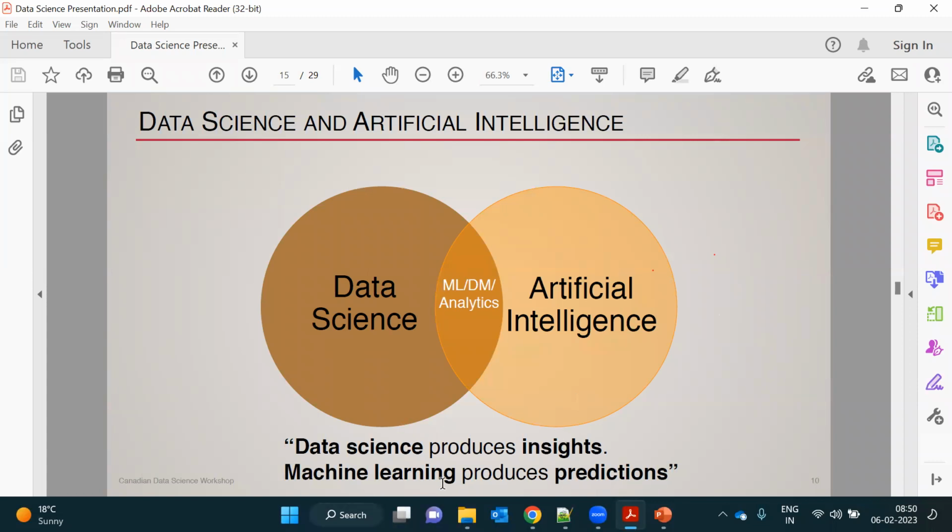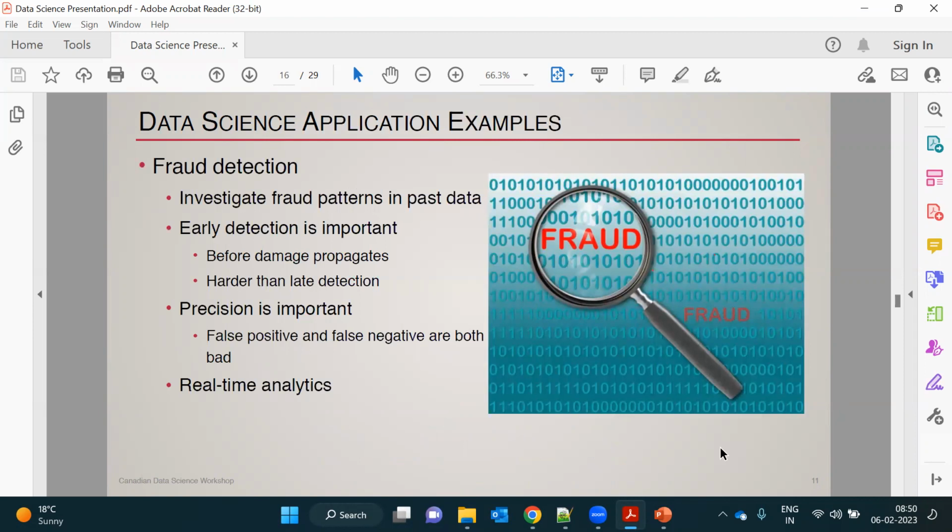So machine learning produces predictions. Based on these predictions, as I said, data science gives you insights. Machine learning just gives you predictions, while data science gives you insights based on the data. Non-machine learning or non-data science people don't understand predictions, so data science gives you what you need to do. The same fraudulent detection use case is being discussed here.